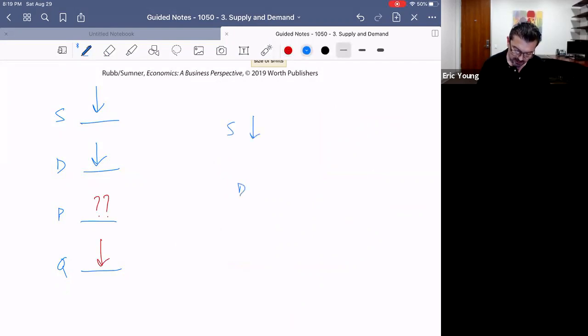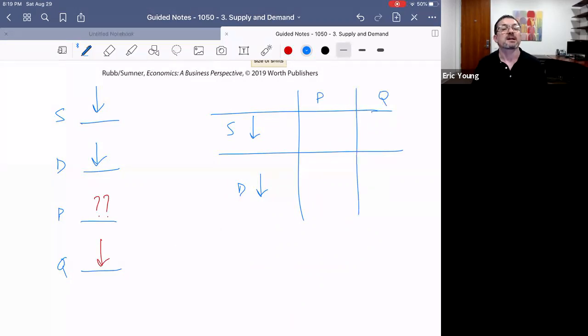Supply down, demand down, do a little table here, P, Q. Let's identify the impact in isolation. If supply goes down, price will go up. If supply goes down, quantity will go down. If we get a supply curve shift by itself, supply falling will cause price to increase and quantity to decrease. Now let's analyze demand by itself. If demand falls, price will go down and quantity will go down.